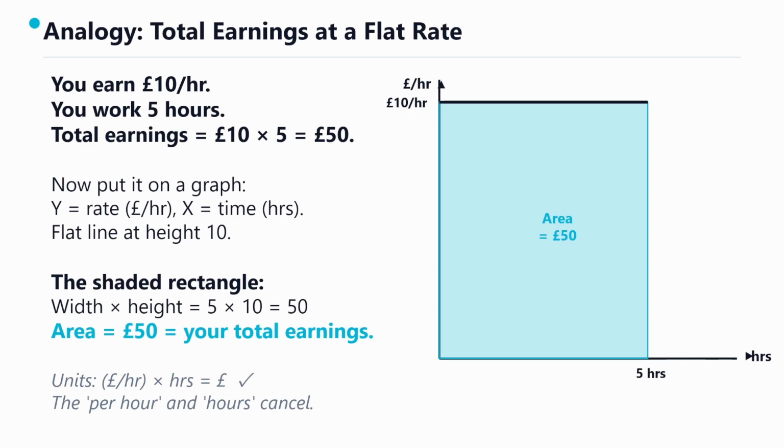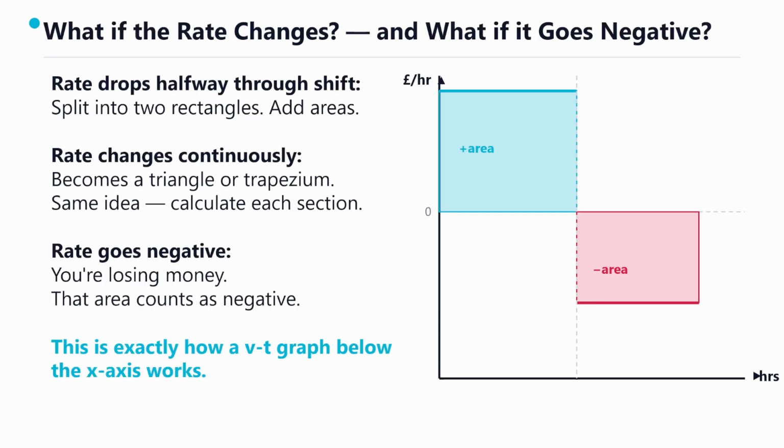But how do you actually figure that out? Well, look at the units. Pound per hour multiplied by hour. The per hour and the hour cancel out and you're just left with pounds. The units work out automatically. And that's a key insight. Area under a graph gives you y multiplied by x, and the units of that product tell you what the area represents.